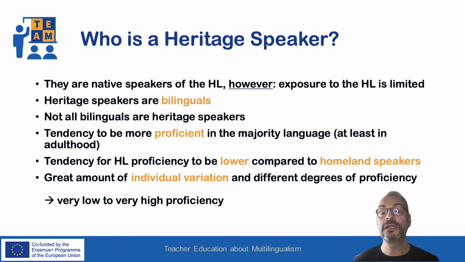When they are adults, their proficiency in the heritage language is often lower than the proficiency of other native speakers of that language who live in the country of origin, the so-called homeland speakers. However, there is very large individual variation. Heritage speakers may have from very high to very low levels of proficiency in the heritage language. We will now see why that happens and which factors determine their levels of proficiency. Later on, we will see some examples to illustrate how these different factors play out.